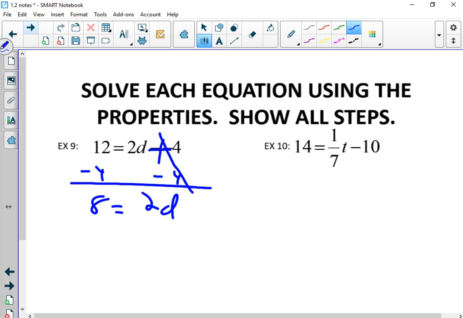Now again, it does not matter if the letter's on the right side. It doesn't matter whether it's left or right. If you're uncomfortable with this, you can rewrite this as 2d equals 8. And some people are, and that's okay. Some people like to have the letter.